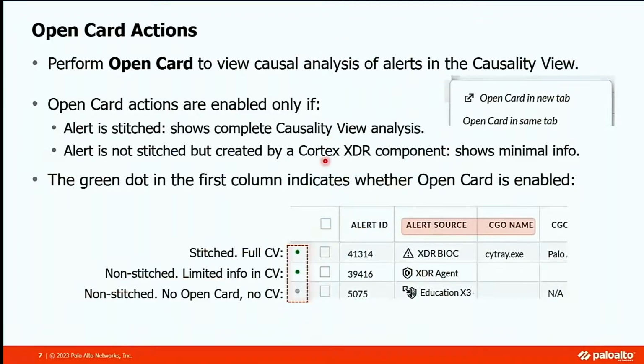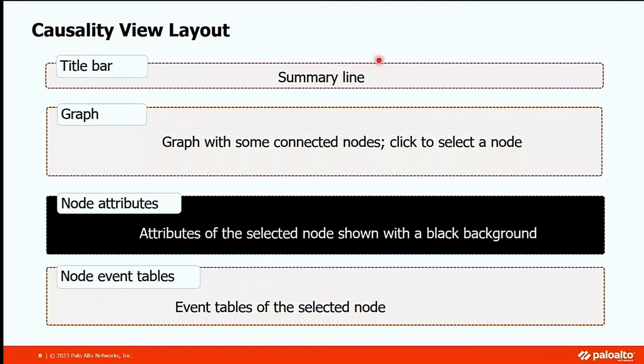All right, so again, for a non-stitched alert, you can do open card, but it's limited information. For a stitched alert, full causality view. If you have questions, you're welcome to ask, yeah? So why I've done a couple of demonstrations, now you can picture all of this. We've seen our causality view layout.